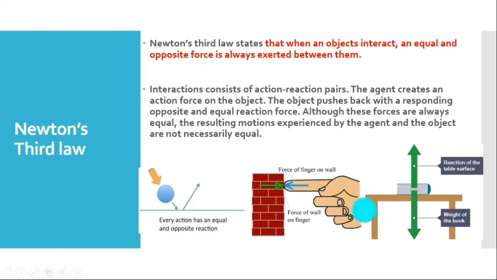Look at these 3 examples. Now the book is on the table, so the book is applying a force on the table, okay? At the same time, the table applies a force on the book, at the same moment, in the same magnitude, opposite direction. This is Newton's third law.